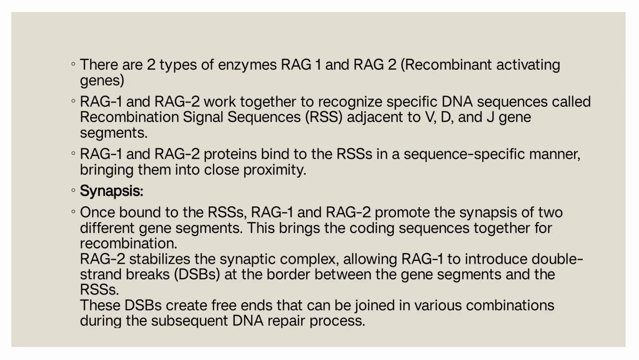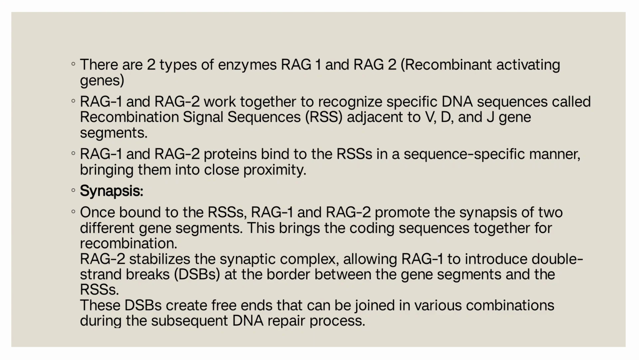There are two types of enzymes, RAG1 and RAG2. RAG means recombination activating genes. RAG1 and RAG2 work together to recognize specific DNA sequences called recombination signal sequences, that is RSS, adjacent to VDJ gene segments. RAG1 and RAG2 proteins bind to the RSS in a specific manner, bringing them into close proximity.